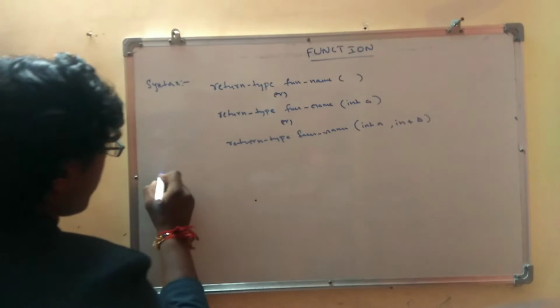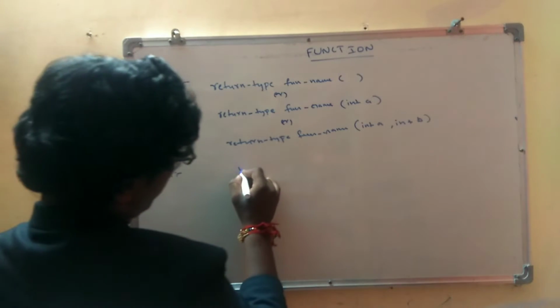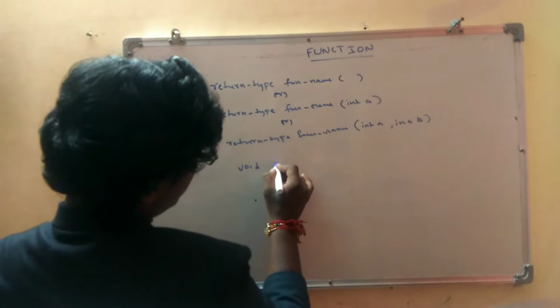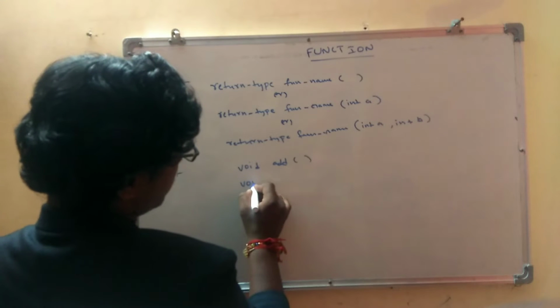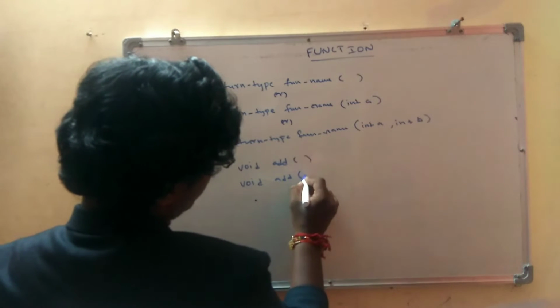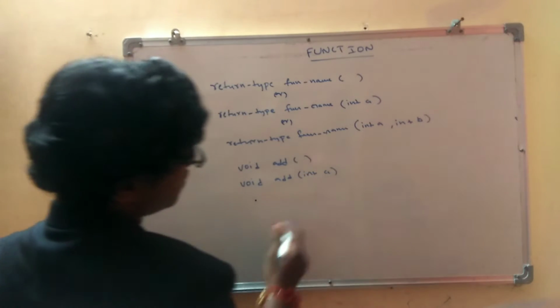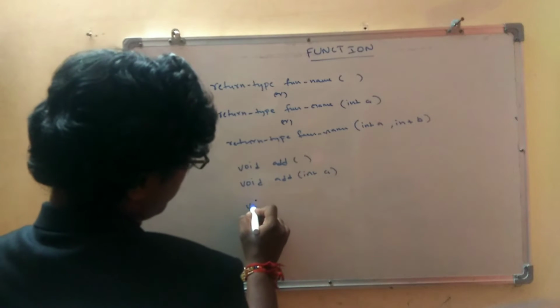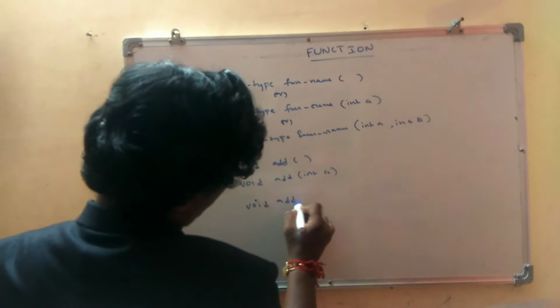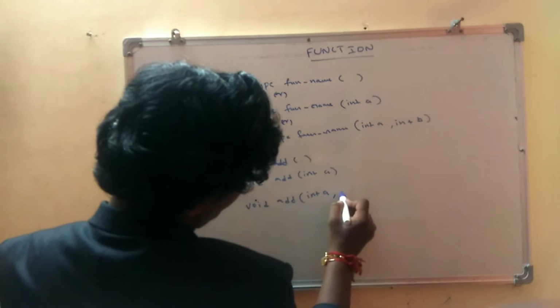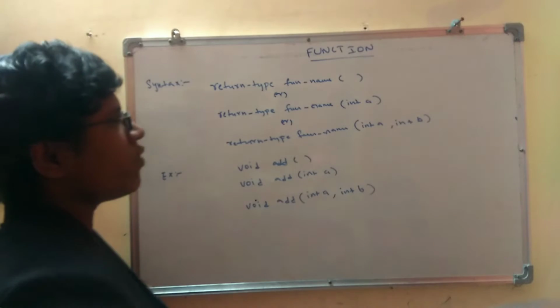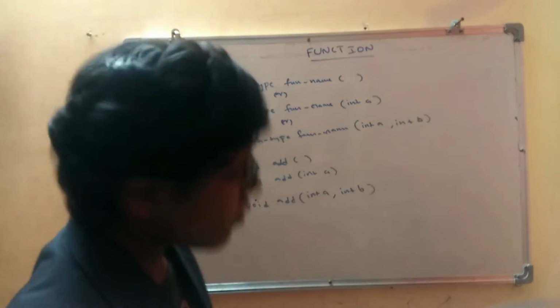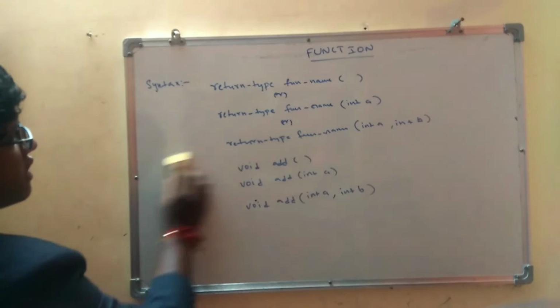For example, void add with the default parameter, and void add of int a. This is a single parameter. Void add of int a comma int b. This is a double parameter. So this is how we can write it, and now I am explaining the classification of a function.